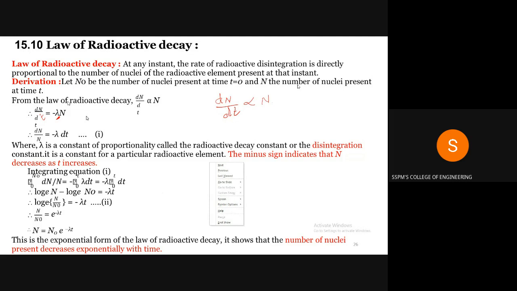So the rate of change of radioactive decay is directly proportional to the number of nuclei present at any time or at the time of disintegration.